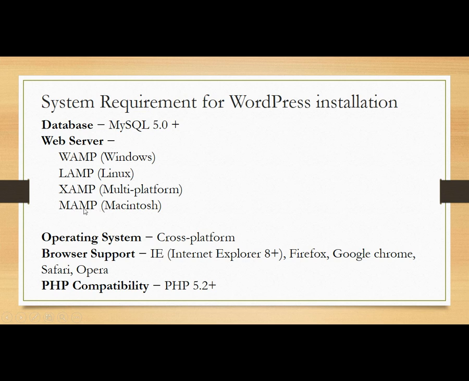But we are going to use XAMPP for installing and using WordPress. Plus, we require a cross-platform operating system, that is Windows 7 or Windows 10. We require the latest updated browser, like Firefox, Google Chrome, Safari, or Opera, with PHP compatibility higher than 5.2 or more.